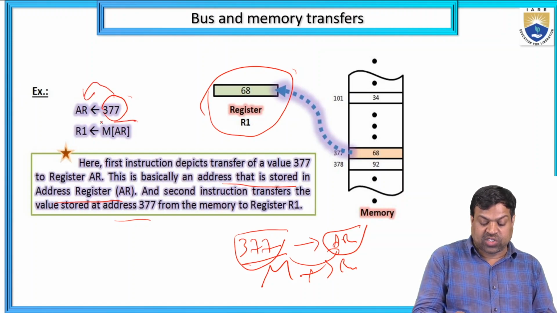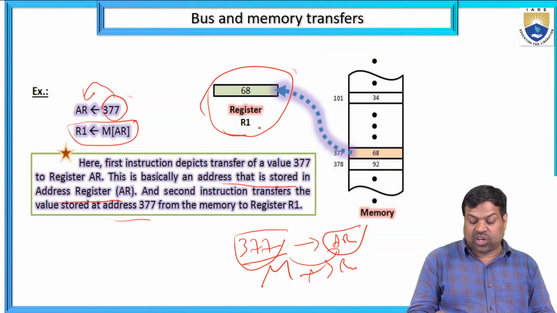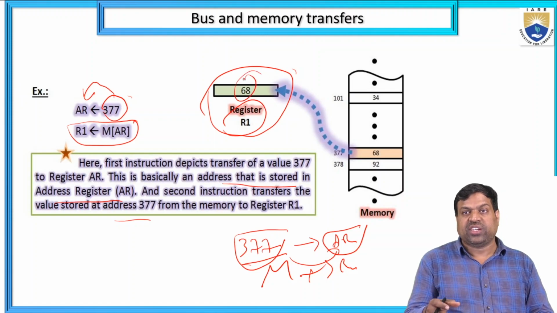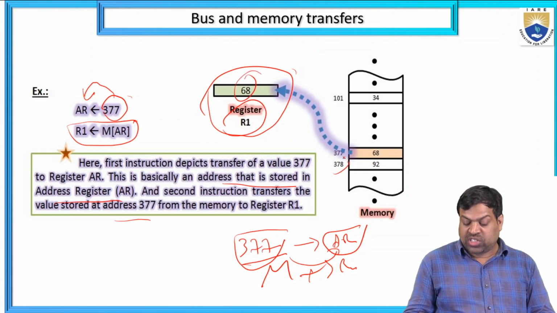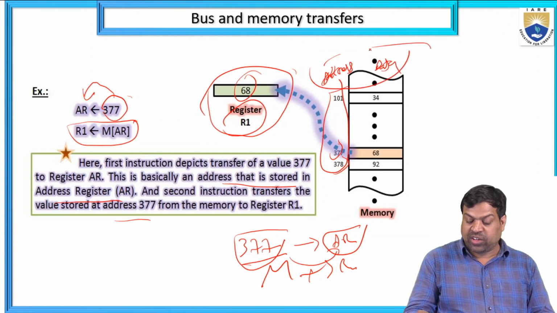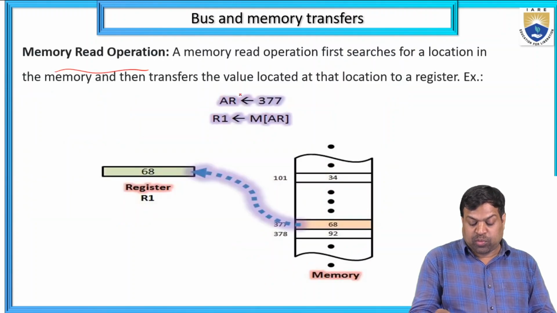So after that it is called R1. It tends to M of AR. In this register R1, what is the value? The value 68 is there in the register R1. So 378, 377, these are the address lines. These are the addresses and this is the data. So address plus data equals memory. It is a memory read operation.